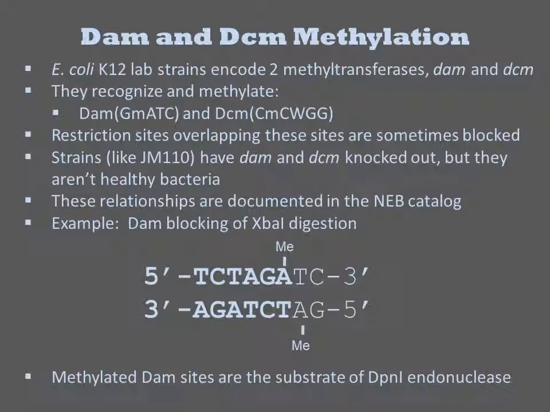Whether an enzyme can be blocked by Dam or Dcm methylation is cataloged by NEB. One of the more common ones is XbaI. If the restriction site is followed by the sequence TC, it will overlap a Dam site and thus be methylated and blocked.